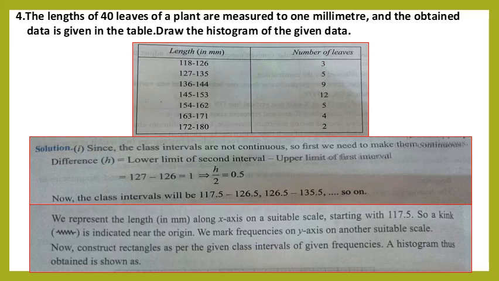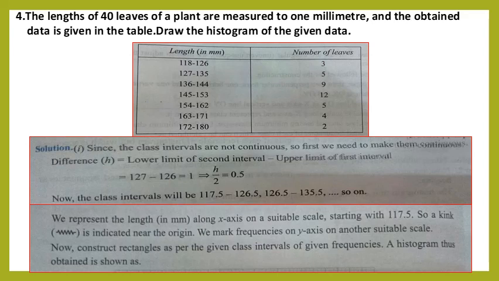Then we need to find the h by 2 value, that is 1 by 2 is equal to 0.5. Now we need to subtract this 0.5 from each lower limit of the classes and we should add 0.5 to the upper limits of the given classes. So the first class interval, from 118 we subtract 0.5, we get 117.5. Then we add 0.5 to the upper limit 126, so 126.5.